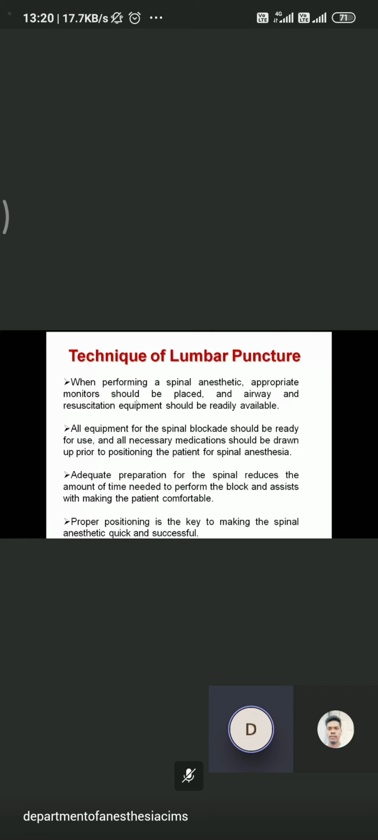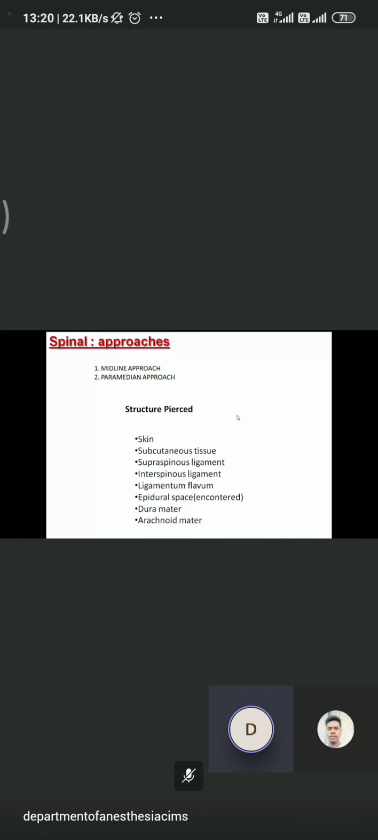So there are different approaches. There are midline approach and the paramedian approach. So the structures pierced in the midline approach are skin, subcutaneous tissue, supraspinous ligament, interspinous ligament, ligamentum flavum, epidural space, dura mater, and arachnoid mater.